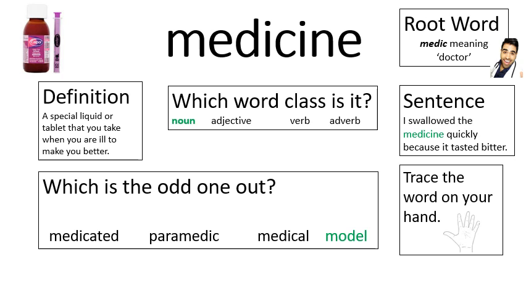The definition of medicine: a special liquid or tablet that you take when you are ill to make you better. It's a noun, it's something you can touch. My sentence was, I swallowed the medicine quickly because it tasted bitter.